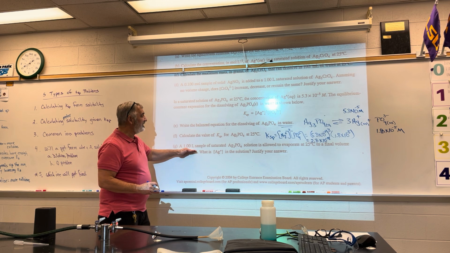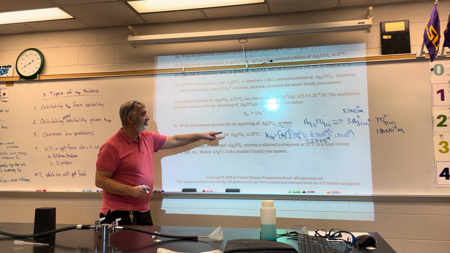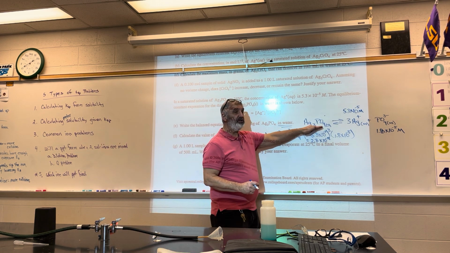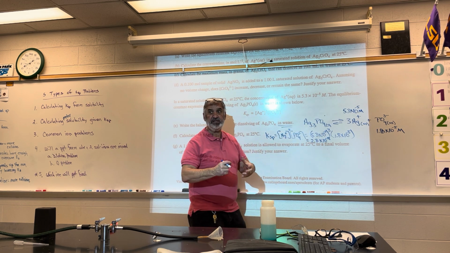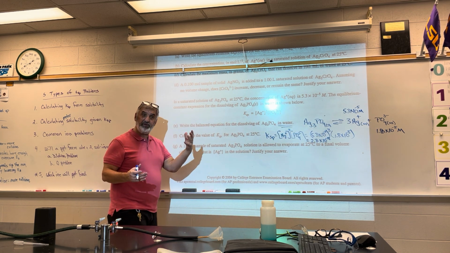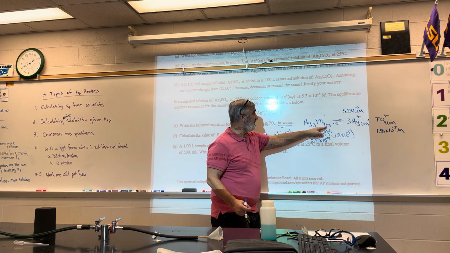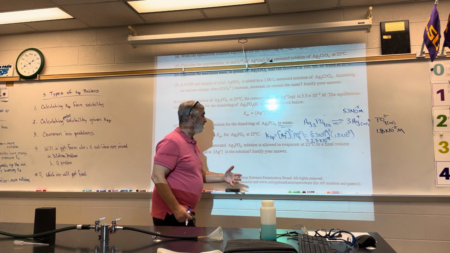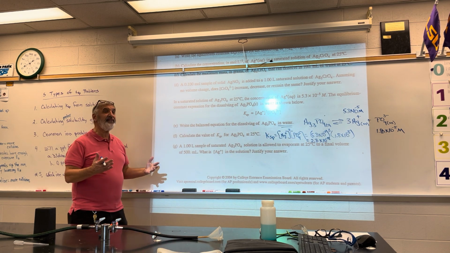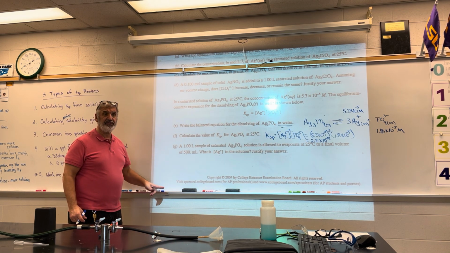So now it says a 1 liter sample of the saturated silver phosphate. So we have a saturated solution of this, meaning you got some solid sitting on the bottom. That's what saturated always means. You got the maximum amount dissolved. In order to have this equilibrium, you gotta have some on both sides, so you're gonna have a solid still on the bottom. The water is allowed to evaporate until we get down to 500 milliliters.